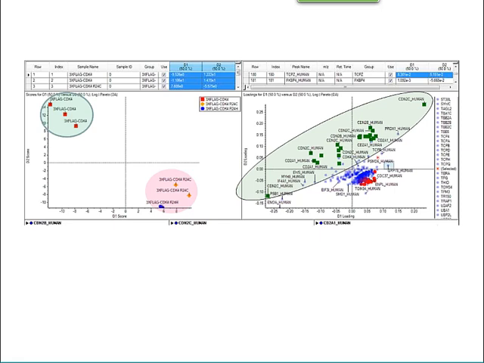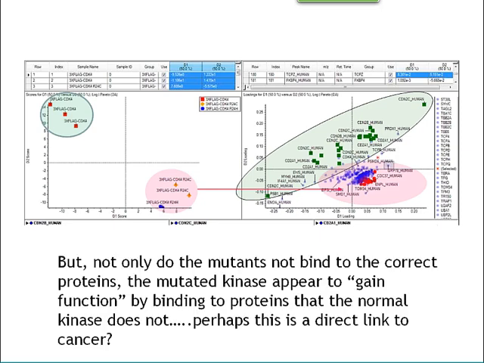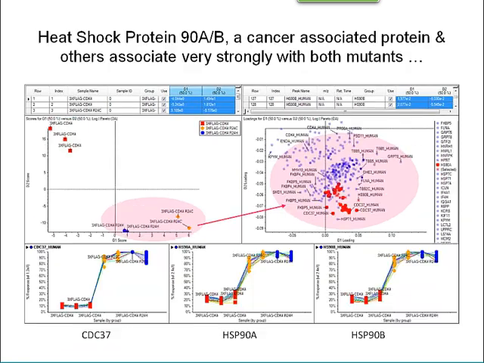If we zoom into it, we'll see our mutant kinases, now circled in pink. They seem to associate with a whole other set of proteins. And importantly, they do not associate with the normal set of proteins, with their normal inhibition. So what are they? Let's find out. Because if this mutation causes this kinase to stop interacting with its normal proteins, that's loss of function, and that can be very bad. But what looks to be happening here is it's also picking up other partners it shouldn't. And this might be called gain of function. So perhaps this is the direct link to the cancer.